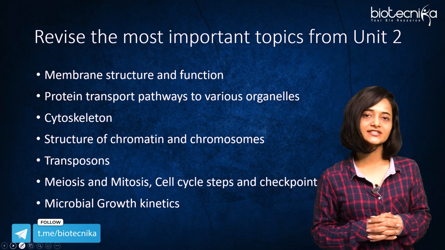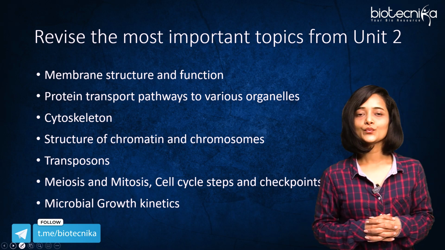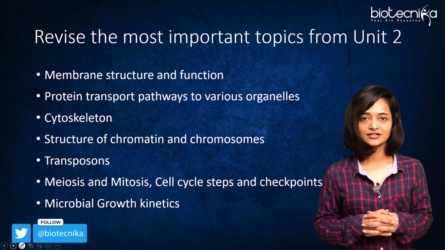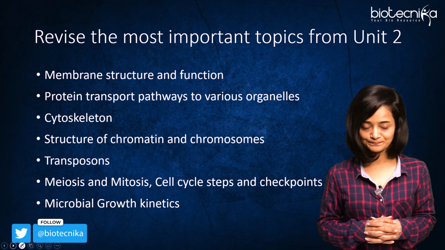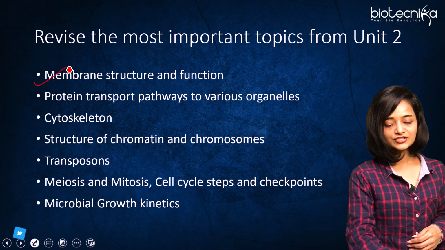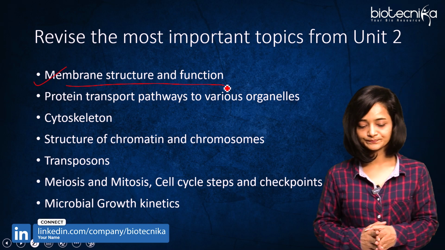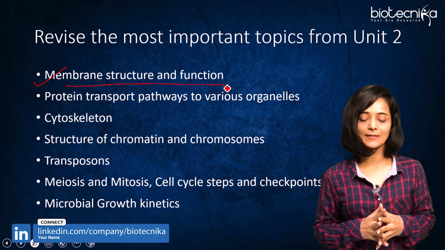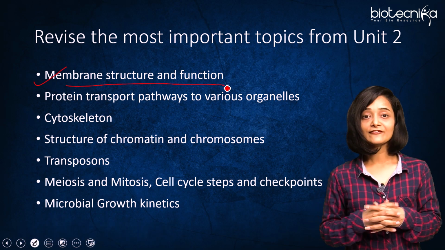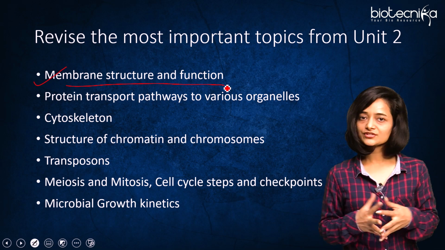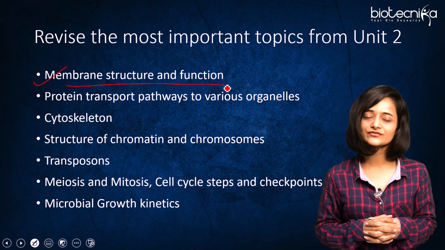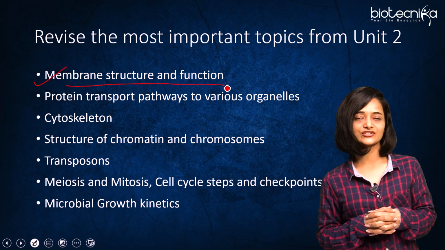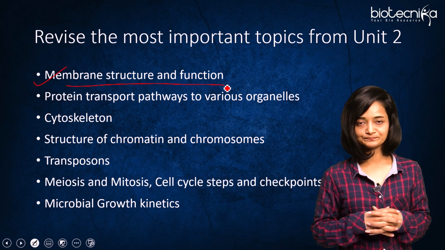So, analyzing the previous year question papers, I have come up with some of the very important topics that are frequently asked in the CSIR NET syllabus from this unit. The first topic is membrane structure and function. In this topic, you need to study in detail the structure and function of the membrane. What is the composition of the membrane? What are the different types of phospholipids and proteins involved, and how are they asymmetrically located within the membrane?